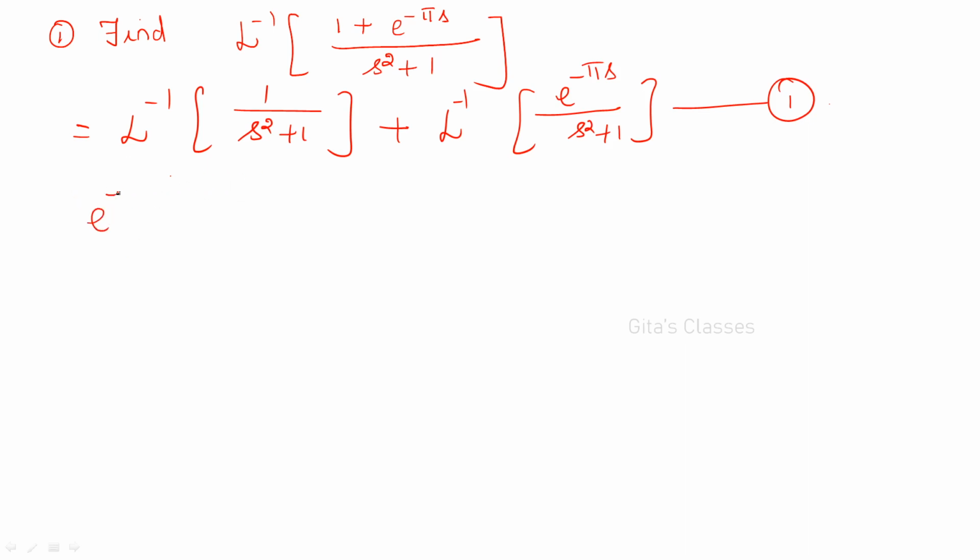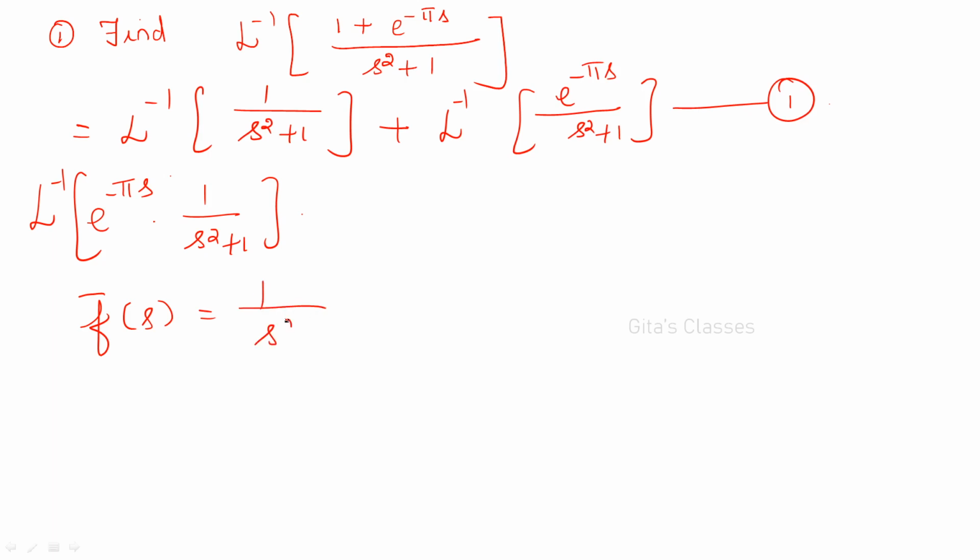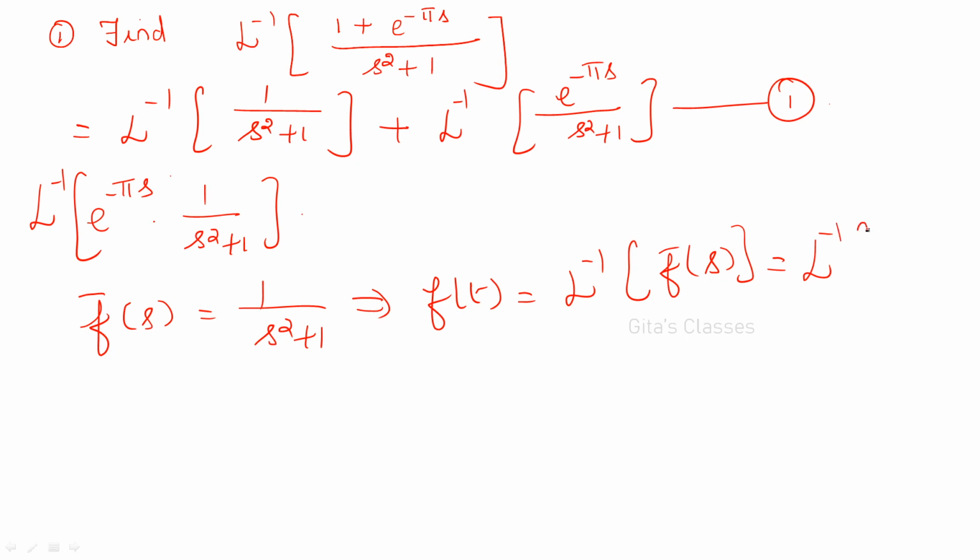Let us find out the second term. Consider L inverse of e power minus pi s into 1 by s squared plus 1. So here what is our f bar of s? It is 1 by s squared plus 1. This implies f of t is equal to L inverse of f bar of s, which is equal to L inverse of 1 by s squared plus 1. We know that it is sin t. Okay. So f of t is sin t.